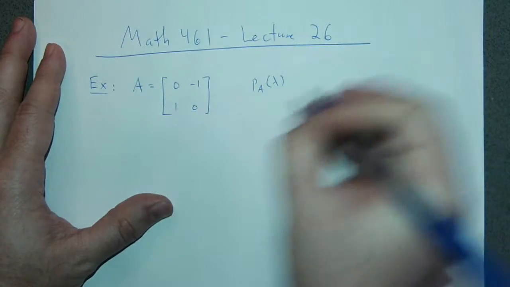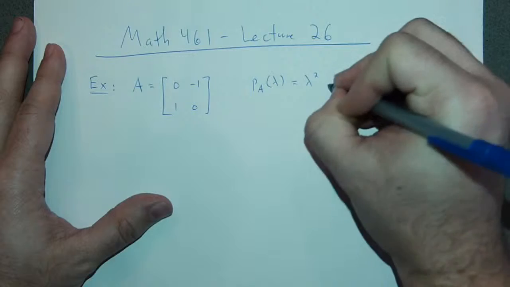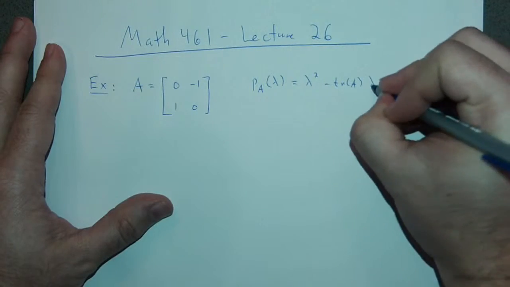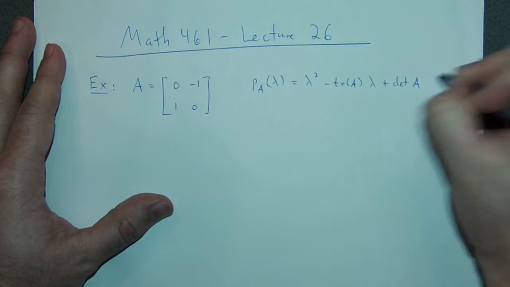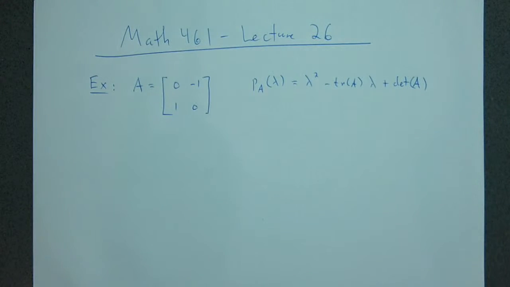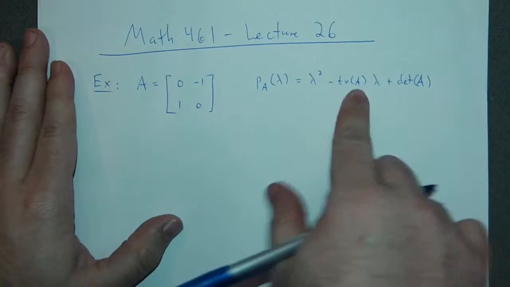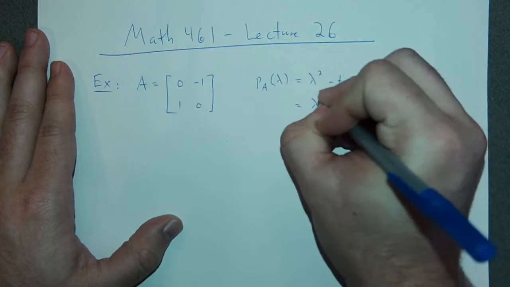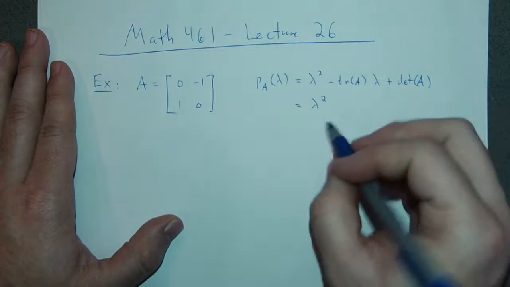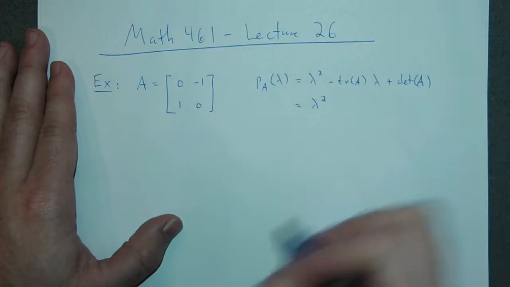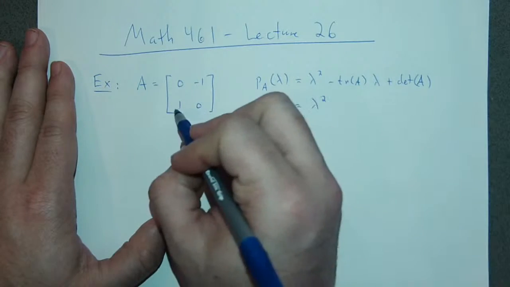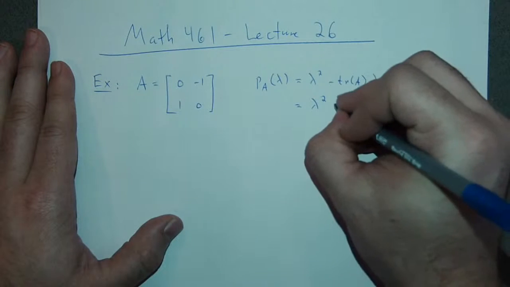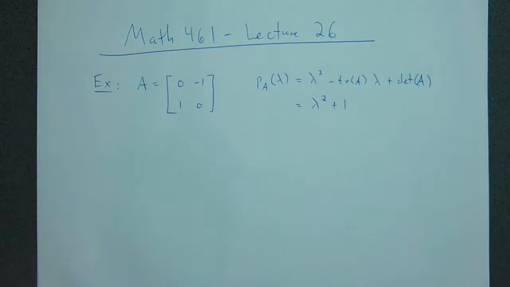Of course, this is a 2 by 2, so there's this shortcut I mentioned. I could think about this as being lambda squared minus trace of A lambda plus determinant of A. What's the trace of this matrix? 0 plus 0, so that's 0. So this is lambda squared minus 0 lambda, so I'm not even going to write that term, plus determinant of A, so this is 0 times 0 minus 1 times minus 1, so that is minus minus 1, or plus 1. So this is lambda squared plus 1.